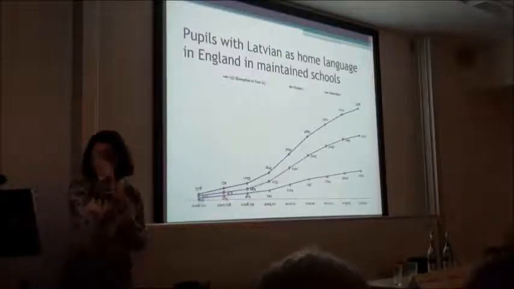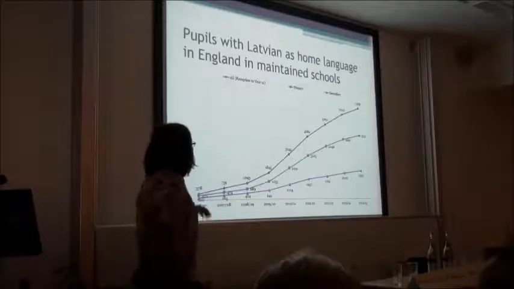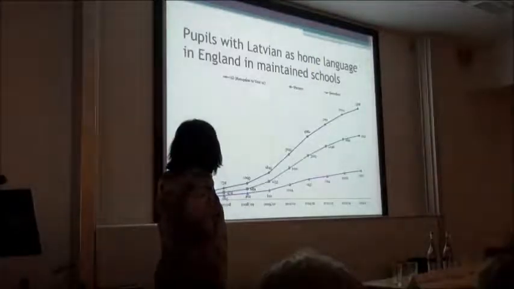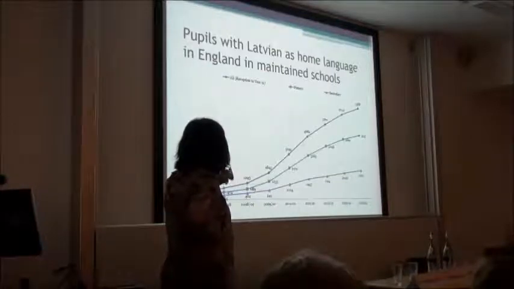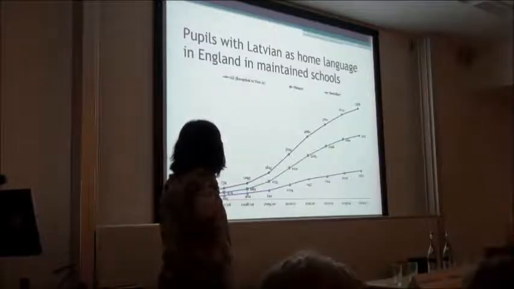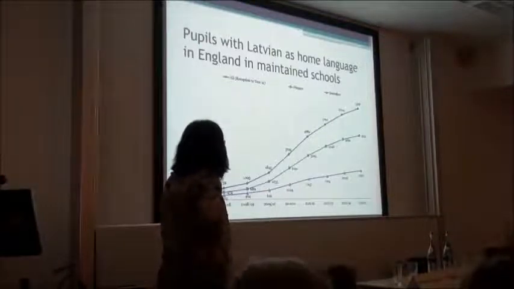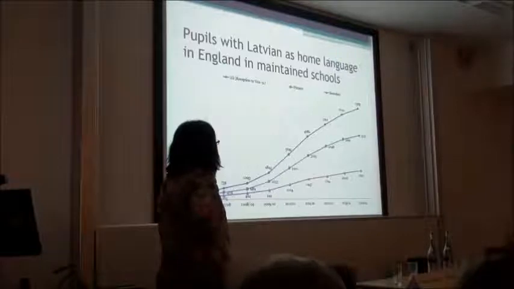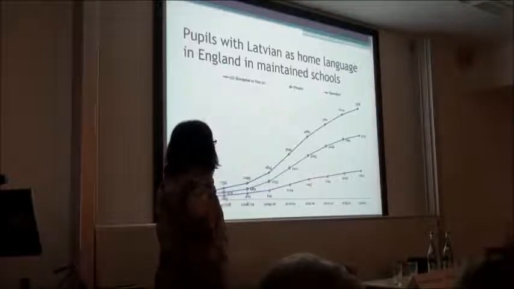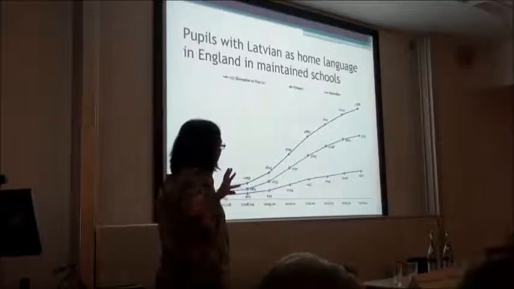This is the overall growth year by year, and it just grows up to 2008. The growth wasn't that pronounced, and then starting from 2008, it just goes up. There are fewer in secondary schools, and more in primary schools. It's the difference between primary and secondary.